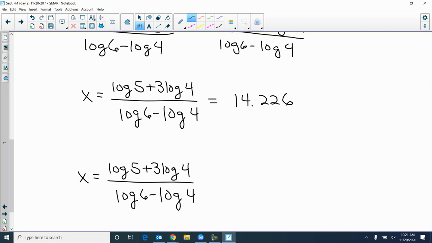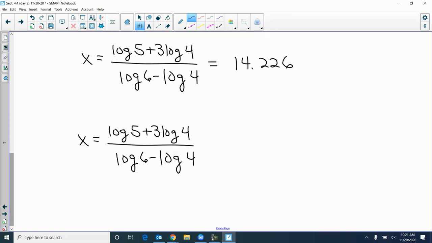14.226. Now, we talked about yesterday, and I'm not going to put this on the test. I usually do, but we really haven't spent enough time on it. How do you condense that? I want you to condense the top to the log of a single value, and I want you to condense the bottom to the log of a single value. So just use your rules, and now you got some constants. So condense the top, condense the bottom. If you get a fraction, that's okay.